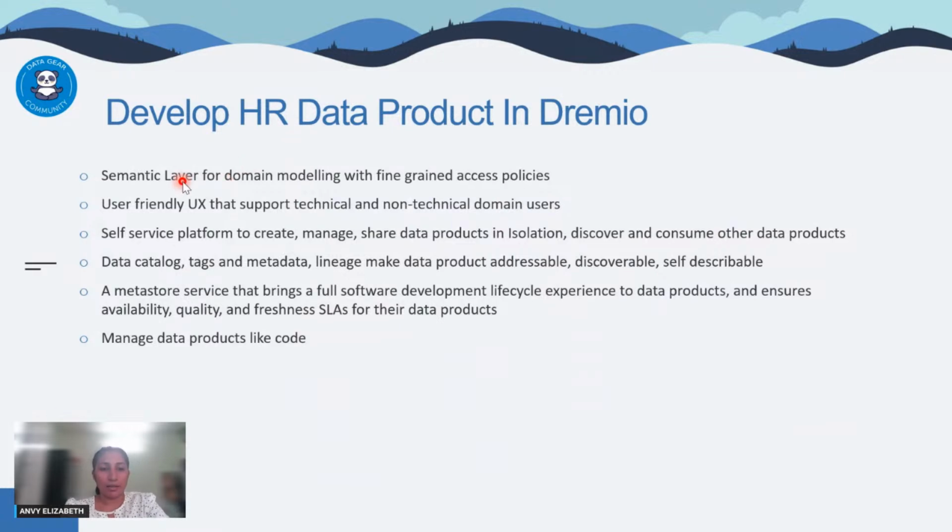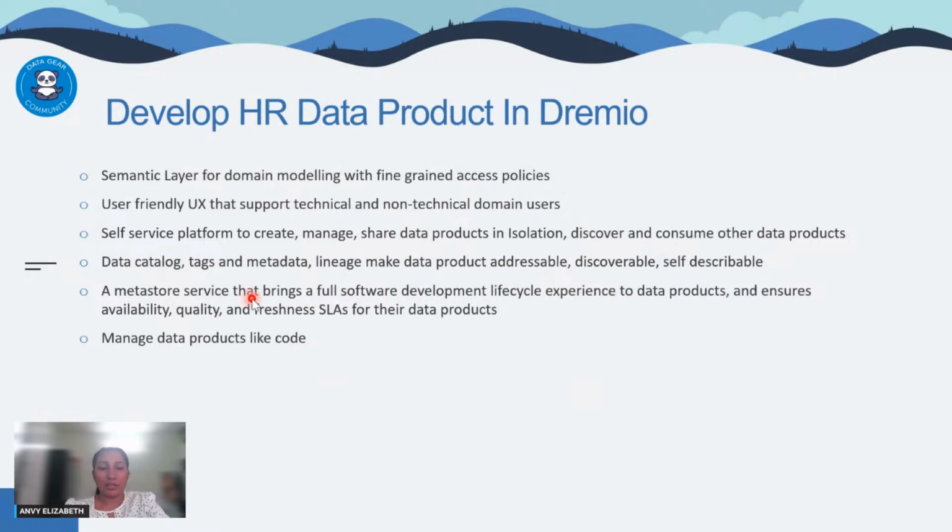Dremio has a very good semantic layer, which helps in domain modeling with fine-grained access policies, as well as a user-friendly UX in which we can drag and drop. So technical or non-technical users can easily create queries with drag and drop options, and there is a self-service platform to create, manage, and share data products in isolation, which can be made discoverable to other domains, and other domains can consume the data product easily with the help of Dremio's self-service platform. And it has data catalogs, tags, and metadata lineage. All these make data products more addressable, discoverable, and self-describing.